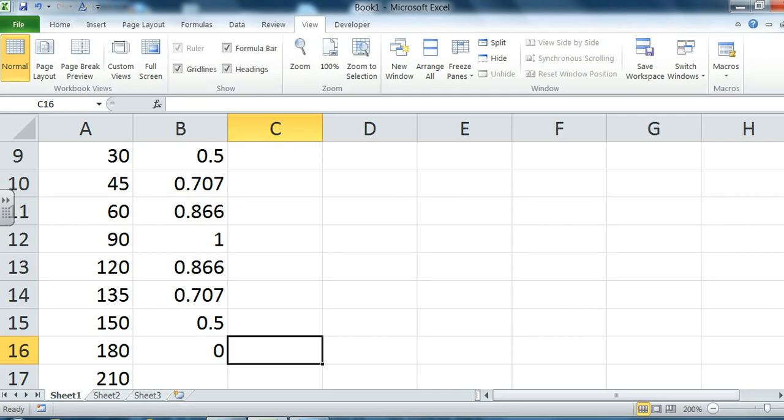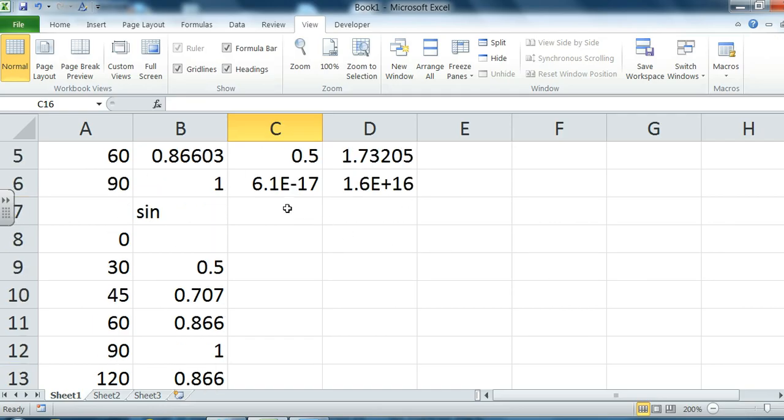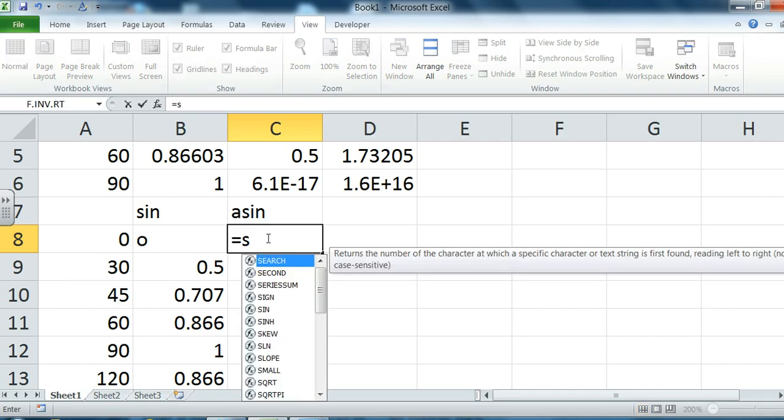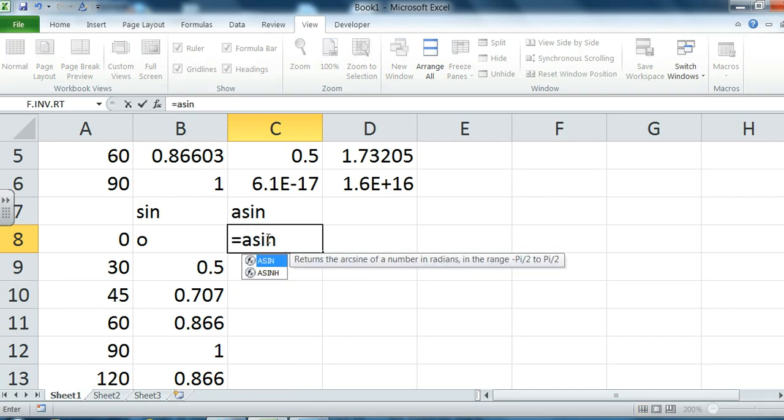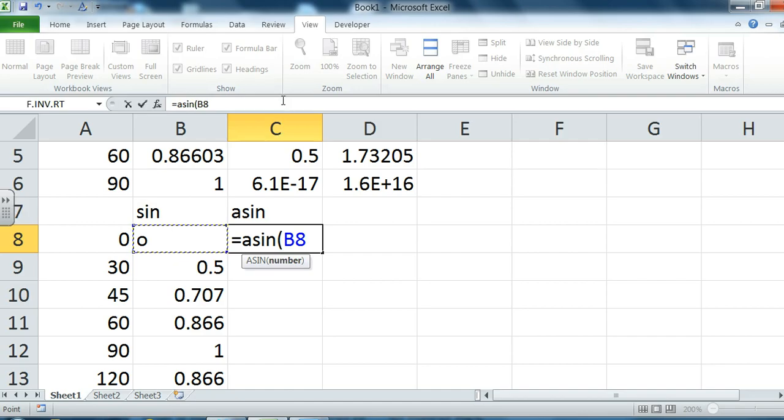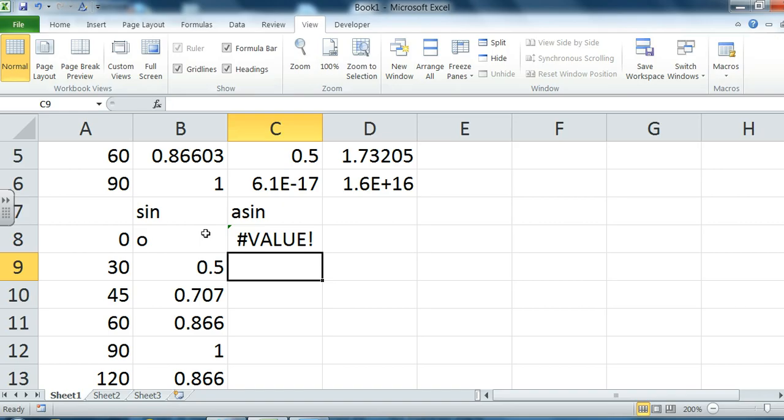So now I have those values, and now I'm going to take the arc sine function, and I'm going to get my degrees back. All right, so I'm going to put a 0 there. So I'm going to take the arc sine of that guy, B8. That's good. Arc sine of B8. And maybe it'd be a good idea to put a 0 there. All right, so that looks good.